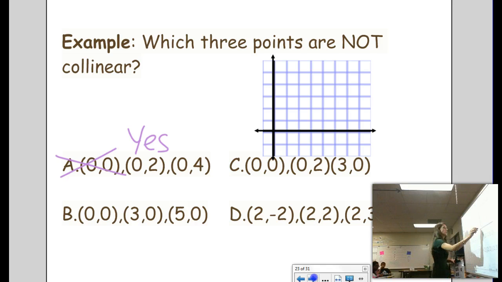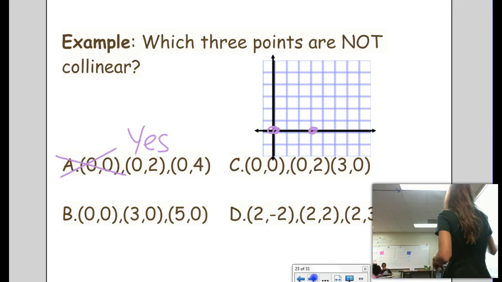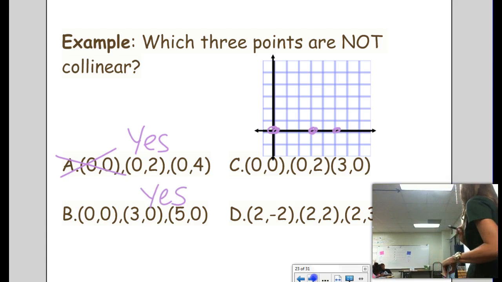Let's try it. 0, 0. 1, 2, 3, 0. Oh, I did C. You did C? Okay. So B is a yes.